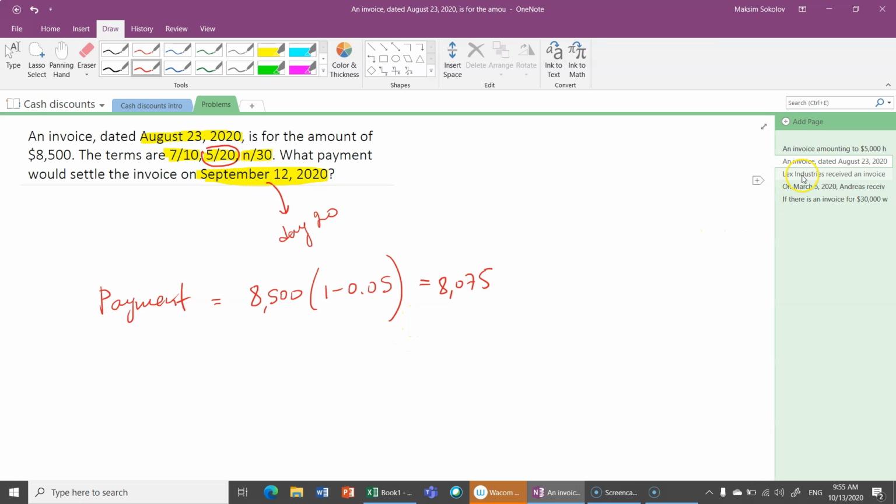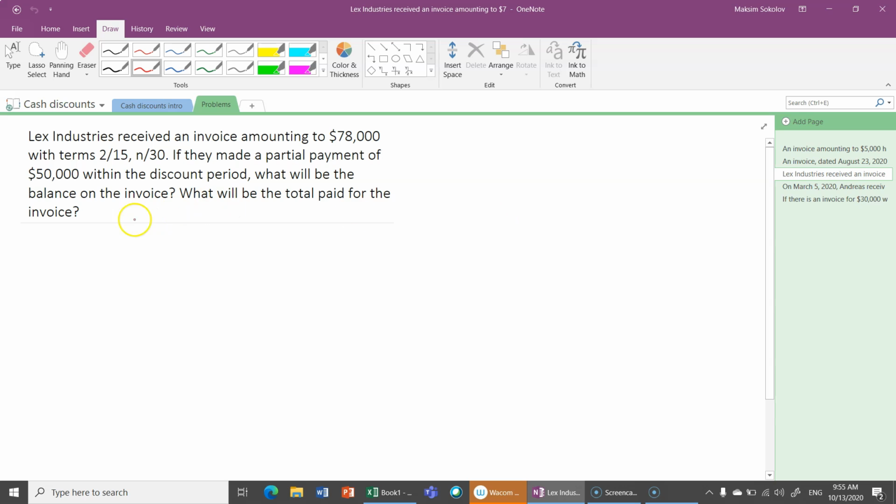Let's go ahead now to check another problem. And it reads, Lex Industries received an invoice amounting to 78,000 with terms 2/15 net 30. If they made a partial payment of $50,000 within the discount period, what will be the balance on the invoice? What will be the total paid for the invoice? Now, this problem is not as simple as the previous ones, and you should be careful here.